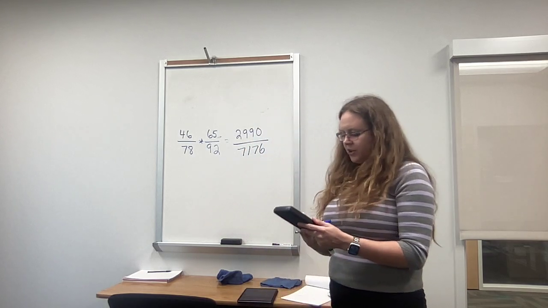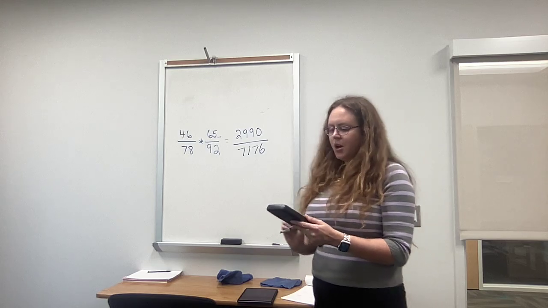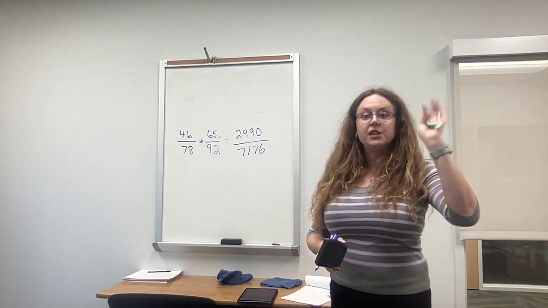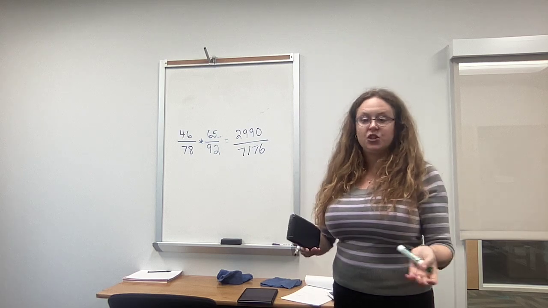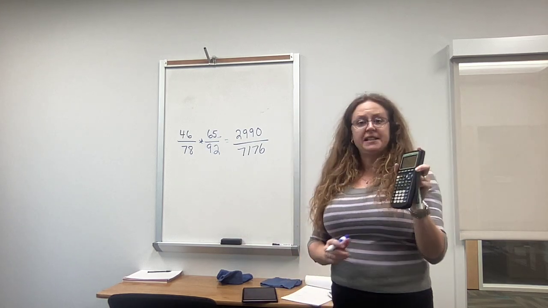7,176. And I know we could do this in one step, but I just kind of want to go over that rule again, where you multiply the numerators and you multiply the denominators, and that gives you how you multiply rational numbers. Now, I'm going to type that in my calculator.